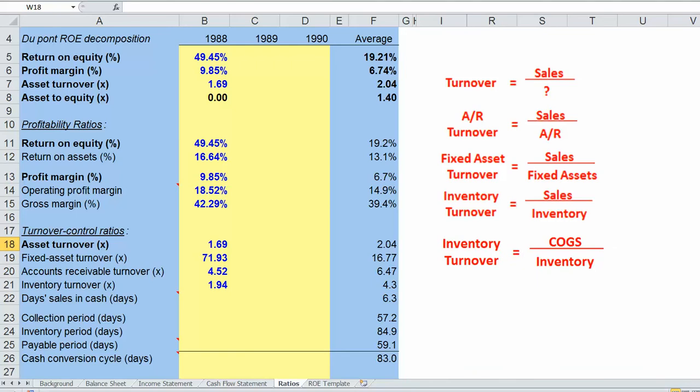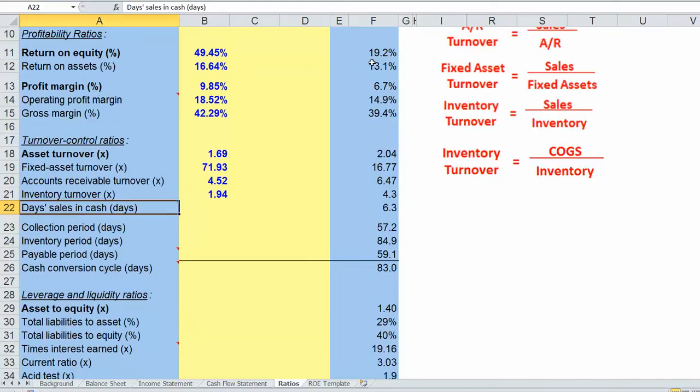The important thing is, if you're making comparisons between companies, that you're calculating your inventory turnover the same way, either using sales divided by inventory or cost of goods sold divided by inventory, or if you're making comparisons over time, that you calculate it the same way. Let's move on and take a look at the calculation of day sales in cash.